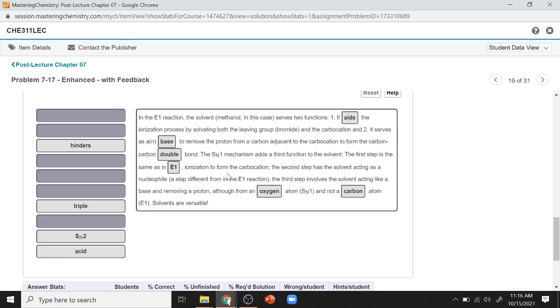All right. So the SN1 mechanism adds a third function to the solvent. And the first step is the same as in what? As in blank. Ionization to form the carbocation. Well, that sounds exactly like up here, doesn't it? Mm-hmm. And what was that? Yeah, the E1, right? Okay. SN2 wouldn't make any sense, would it? Because SN2 requires an attack. The first step, breaking apart on its own, means it has to be some form of 1, right?